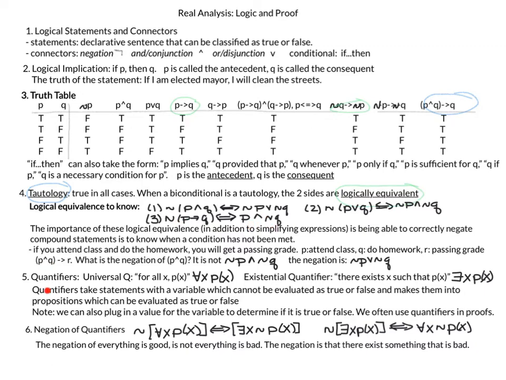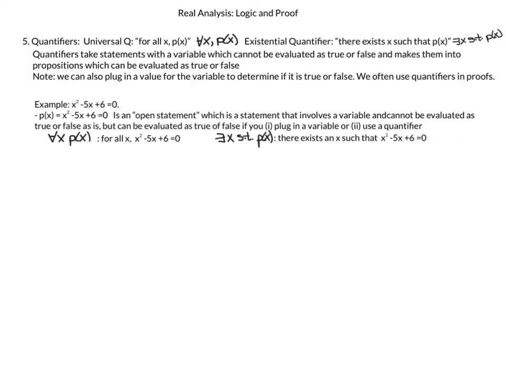Now we are ready to go on and talk about quantifiers. There are two quantifiers. The first one is the universal quantifier, and that is for all x, p of x is true. In other words, we would write this for all x, p of x. The existential quantifier is there exists an x such that p of x is true, and the shorthand is this backwards e, there exists x such that p of x.